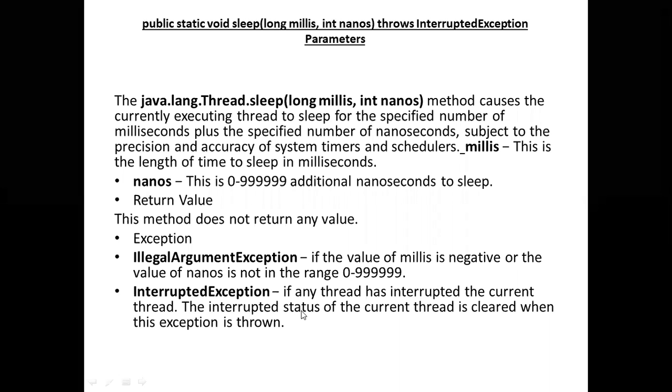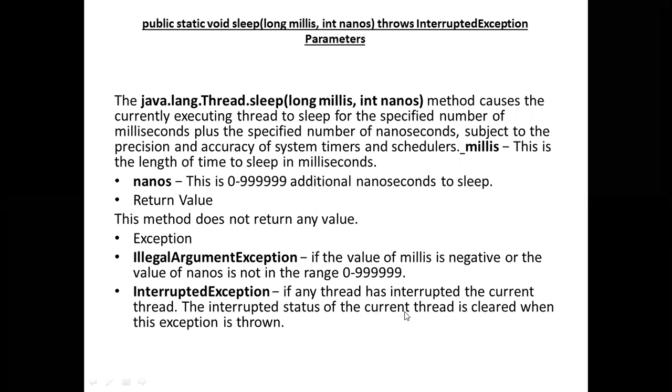Similarly, we have InterruptedException. If any thread has interrupted the current thread, then that thread must go from normal execution to the interruption part. The interrupted status of the current thread is cleared when this exception is thrown. So this was all about how we can use the sleep method. I hope you are clear with this.